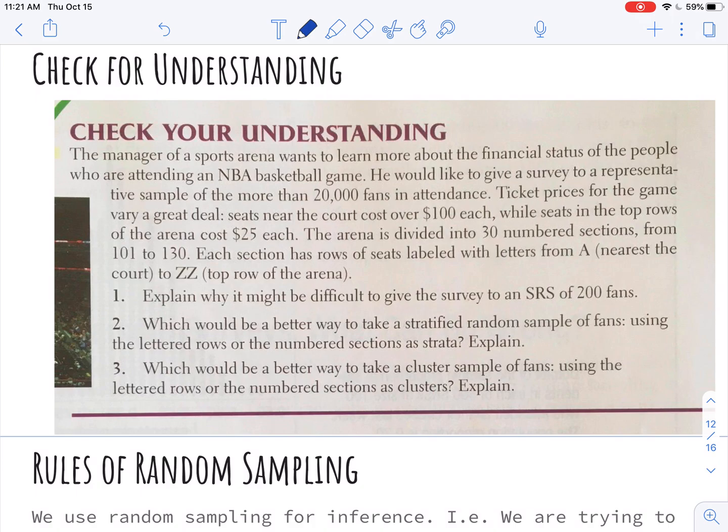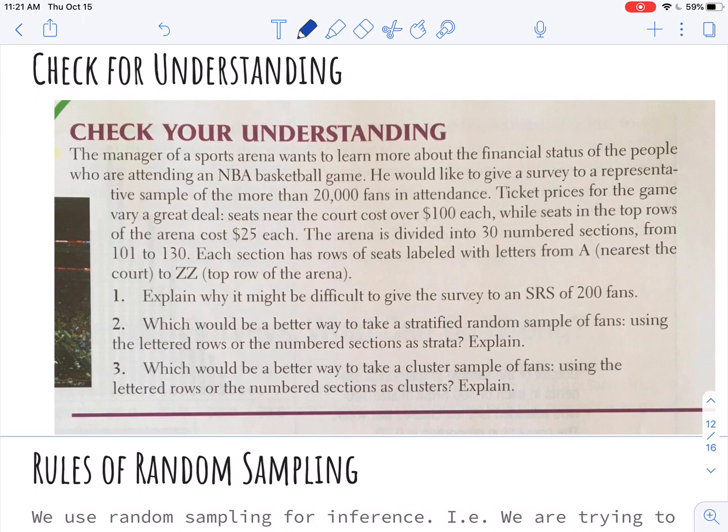If we're looking for cluster, the cluster is going to be based in the section. Each section will have all those rows, and within that section we've got rows from A, which are expensive, to ZZ. It's going to give us a representation of the entire population. People who are paying a lot for tickets, people who aren't paying much for tickets.